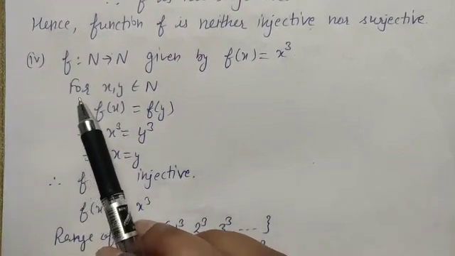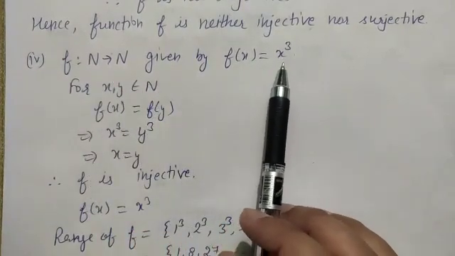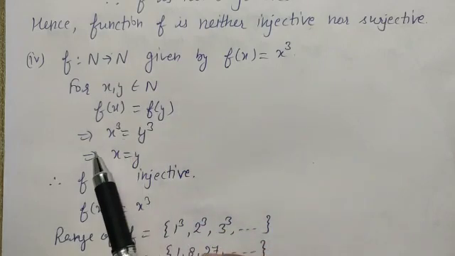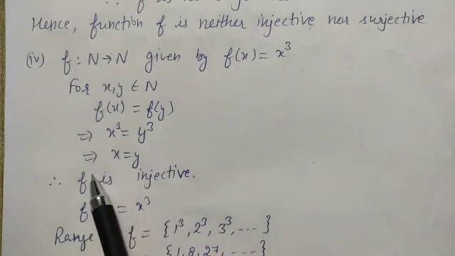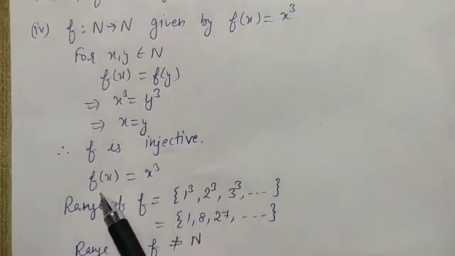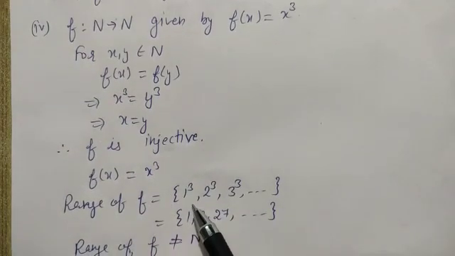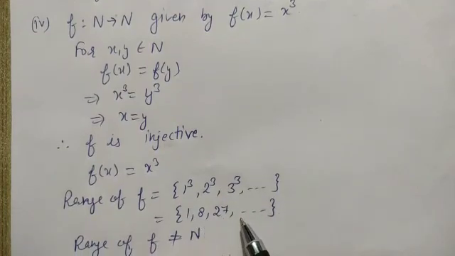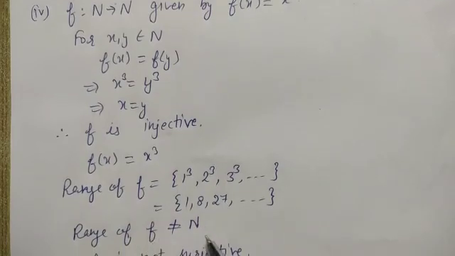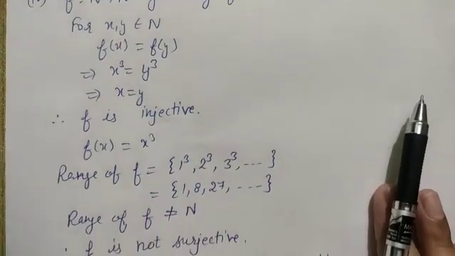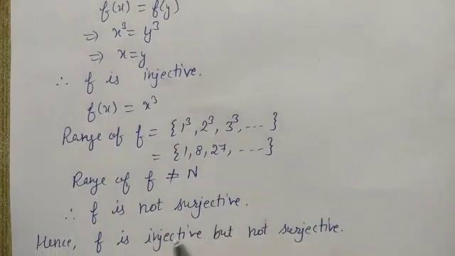Fourth part is function from N to N given by f of x equals to x cube. For x, y belongs to N, f of x equals to f of y, it implies x cube equals to y cube, and it implies x equals to y. So f is injective here. Now f of x equals to x cube, range of f equals to 1 cube, 2 cube, 3 cube up to so on equals to 1, 8, 27, up to so on. Here range of f is not equals to N. जो रेंज ऑफ f है वो कोडोमेन के इक्वल नहीं आ रही है यहाँ पर. So f is not surjective here. Hence f is injective but not surjective.